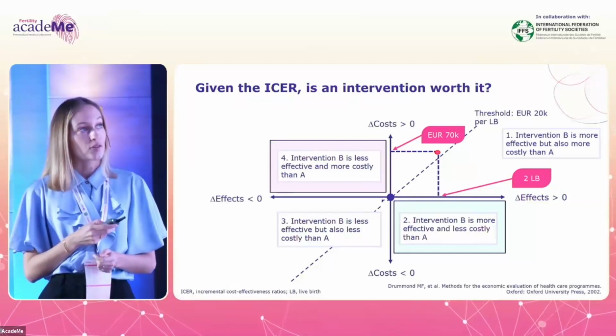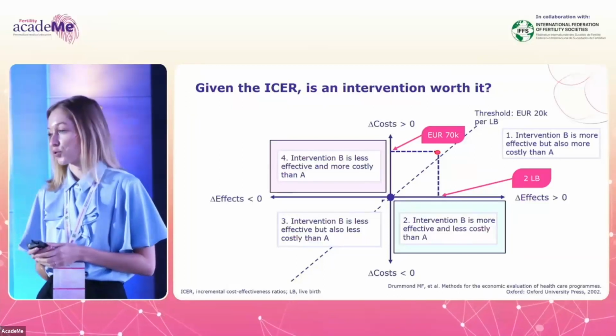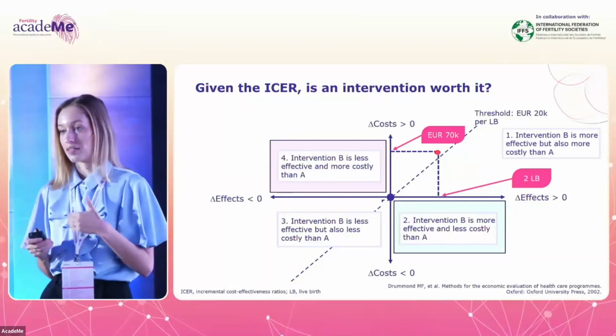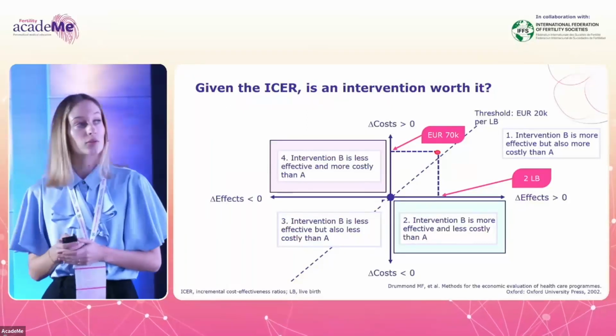So our ICER was 35,000 euros per live birth. The threshold is 20,000 euros per live birth. So we would say that intervention B is not cost effective and we will not spend our money on this intervention.